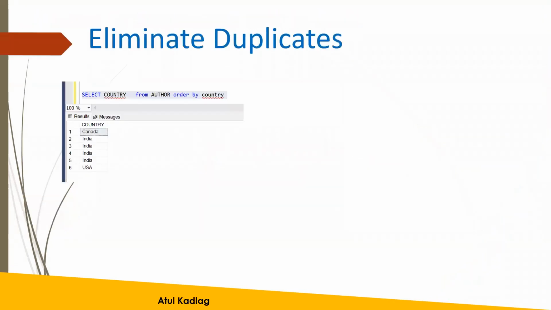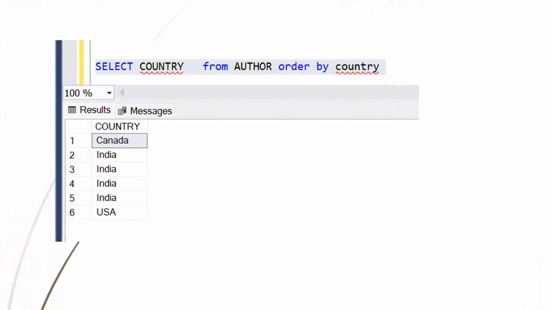Now, we have these values coming. Let's say we are executing a query where we are just trying to get the country from the author table, and you can see there are so many countries, and India is the country which has a duplicate value. So how can we actually get a distinct? Suppose we just wanted to know the distinct or unique records out of this country.